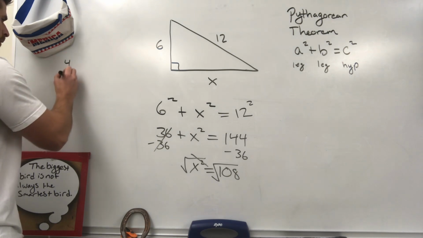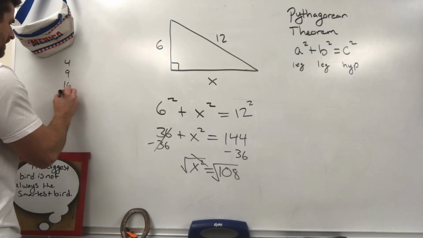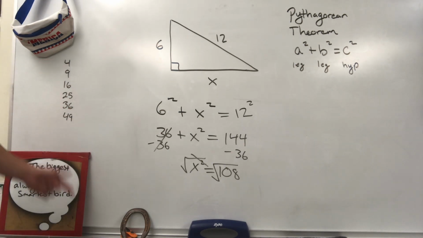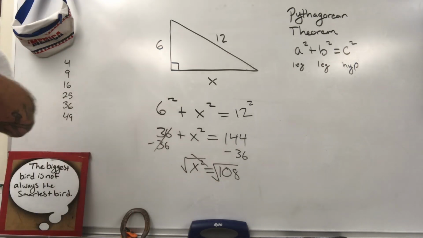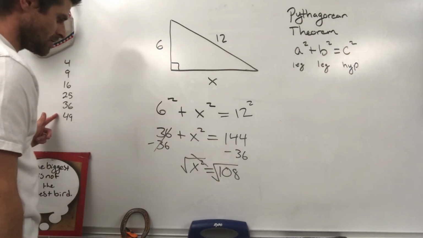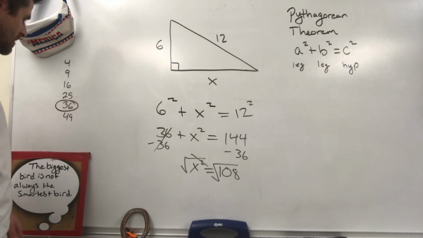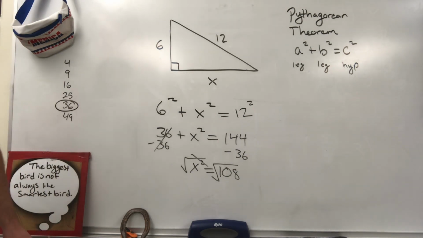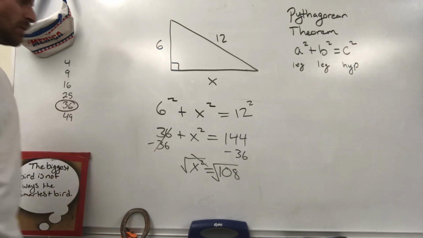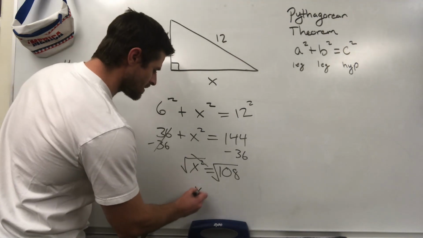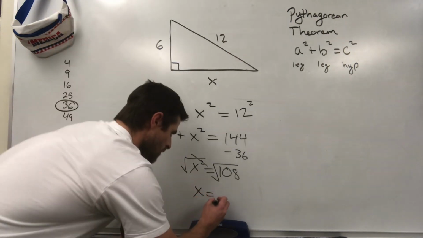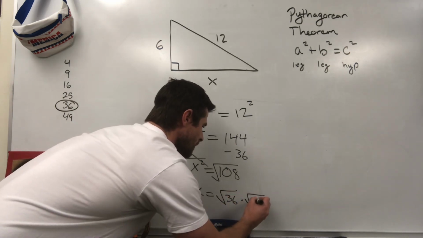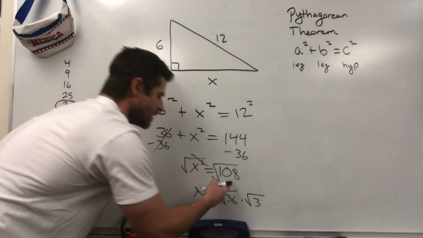So we got 4, we've got 9, 16, 25, 36, 49. Do we think any of these numbers here are divisible by 108, or is 108 divisible by one of these values here? I can tell you right now, I'm pretty sure 36 goes into 108 evenly, and 36 times 3 would give me 108. So I can now say x is equal to the square root of 36 times the square root of 3. 36 times 3 makes 108.